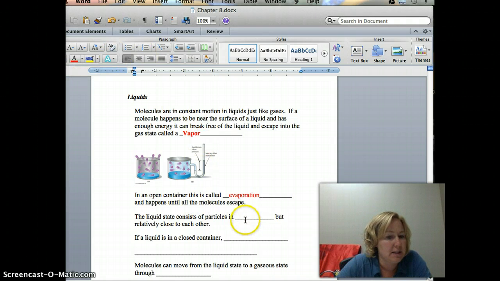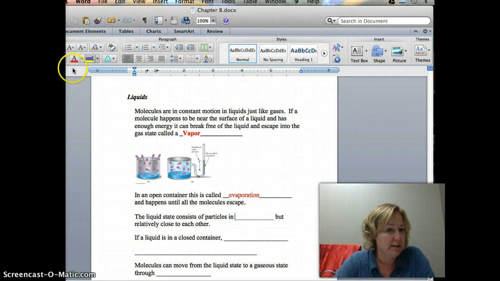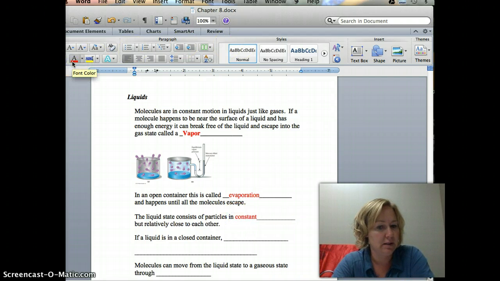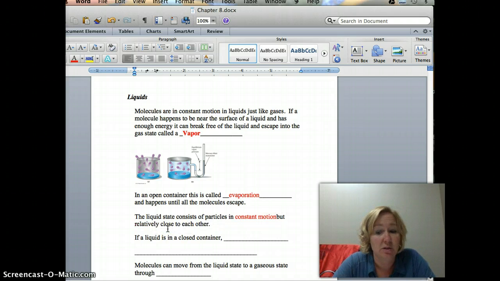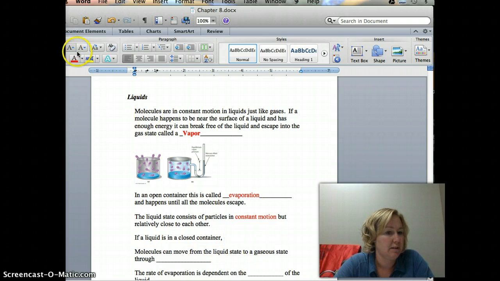The liquid state consists of particles in constant motion. Doesn't it sound exhausting? Constant motion. So a lot of stuff is going on. It looks like the liquid is just sitting there, but it's super busy, actually. If a liquid is in a closed container, this is very exciting, so stay with me here. I'm going to delete all this and start writing.